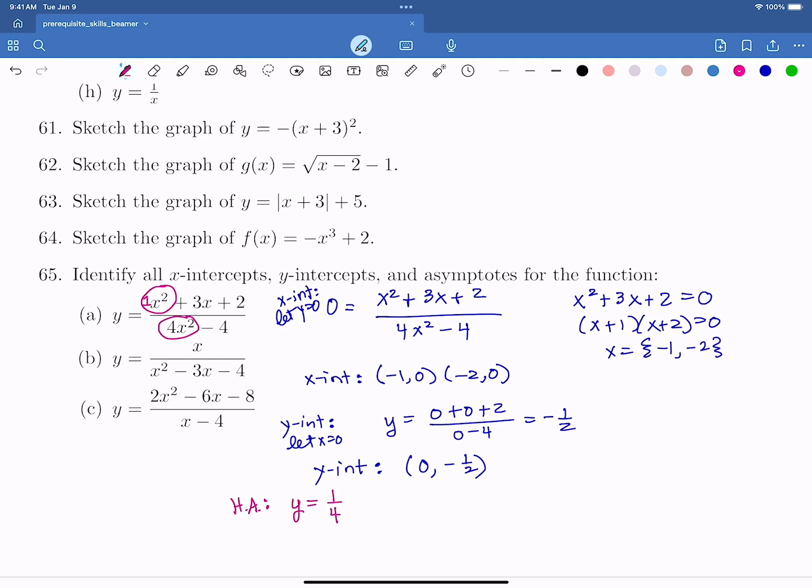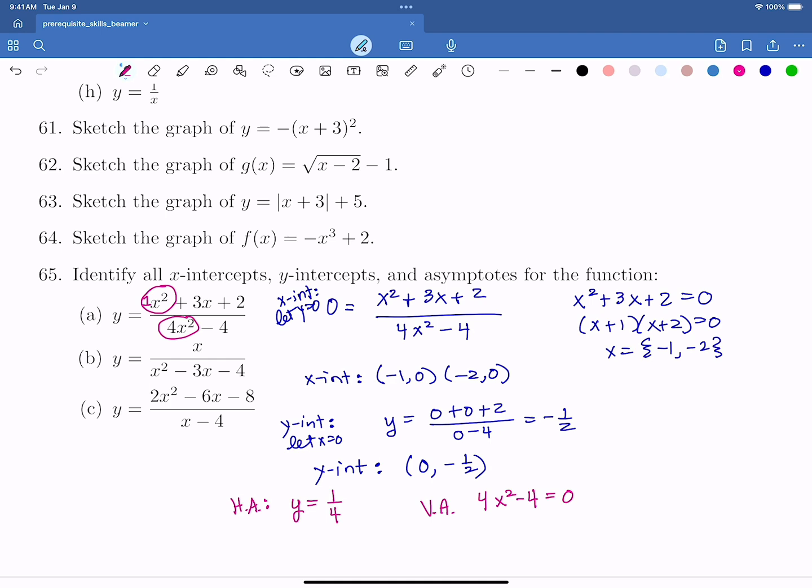Y equals 1/4. When they have the same degree, we look at the ratio of the coefficients. For vertical asymptote, I'm going to let the denominator equal 0. 4x squared minus 4 equals 0. Dividing by 0 can be where we have a vertical asymptote.